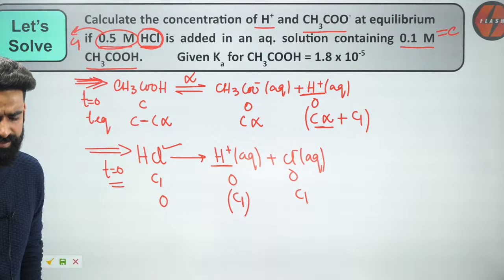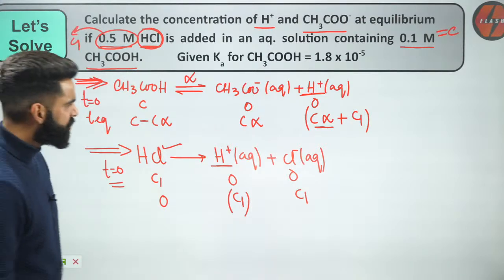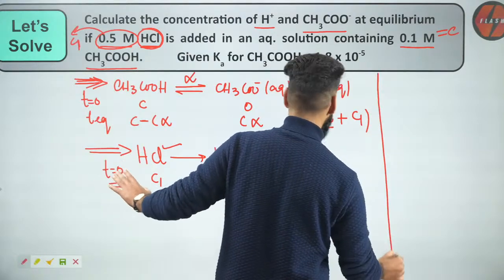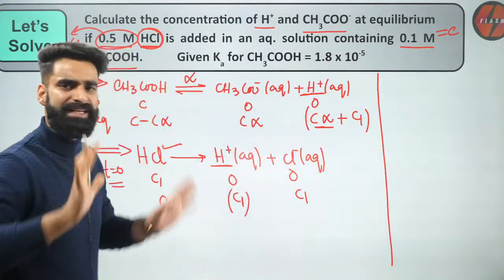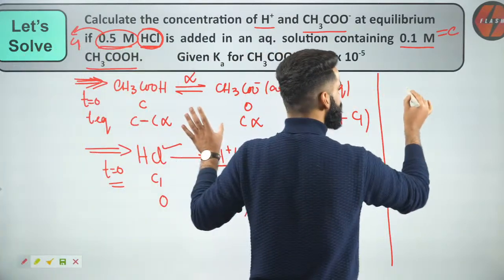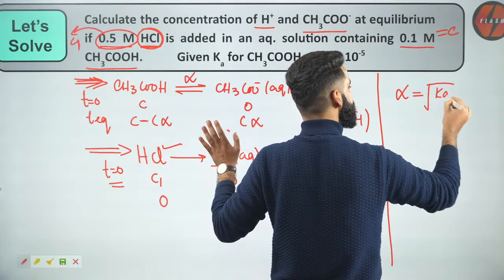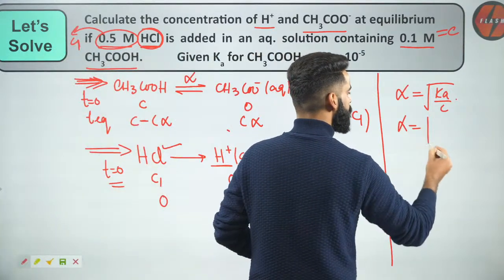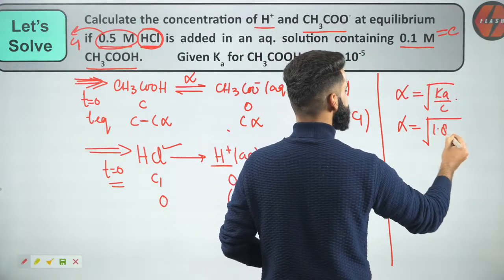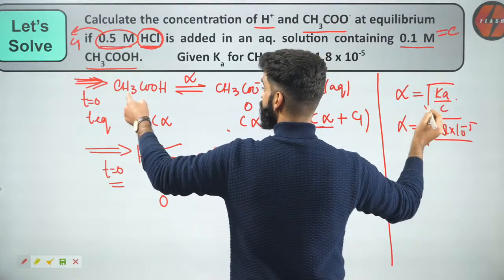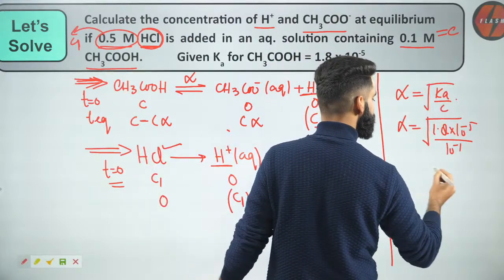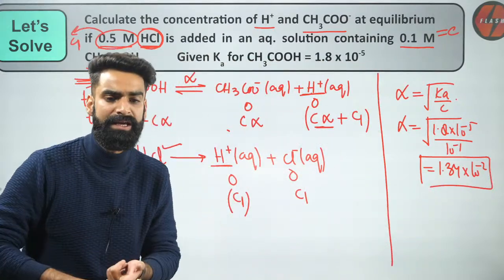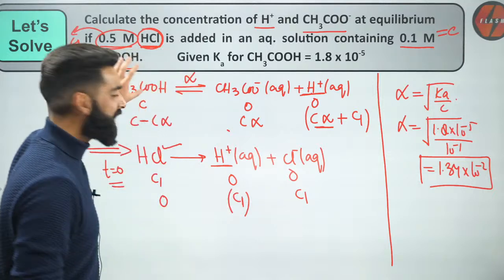Now guys, understand one important thing right here. Should I be neglecting alpha right here or not? Let's forget everything. Let's assume I had only this weak electrolyte in the container. If I had only the weak electrolyte, I should have calculated its alpha like this, under root of Ka divided by C. So alpha would have been under root of K, which is 1.8 into 10 power minus 5, divided by C, where C is the concentration of this CH3COOH, which is 0.1, so 10 power minus 1. So it's going to be 1.34 into 10 power minus 2, right? So this was the value of alpha when in the container you had only the weak acid present, okay?